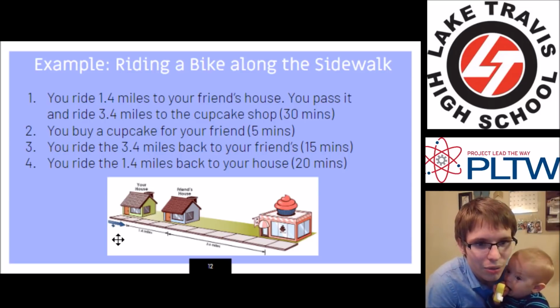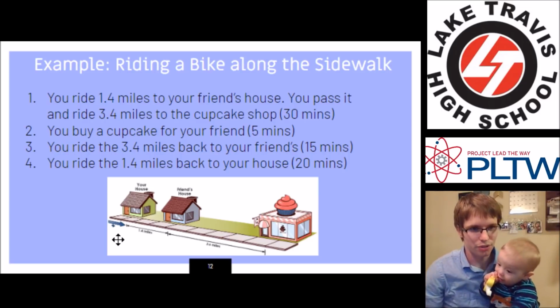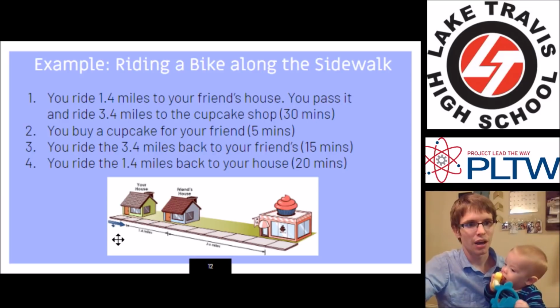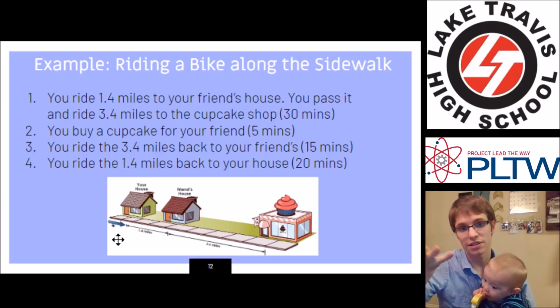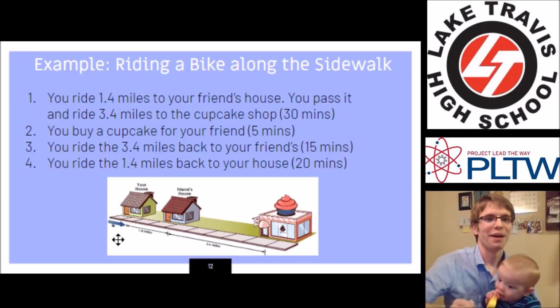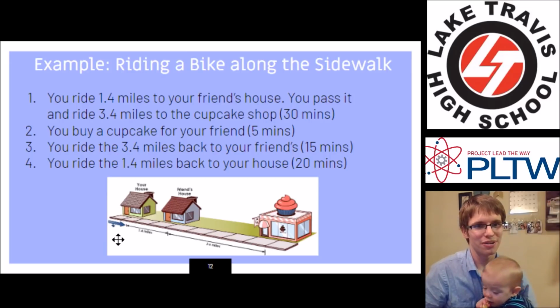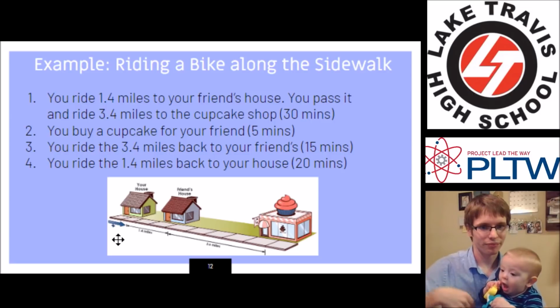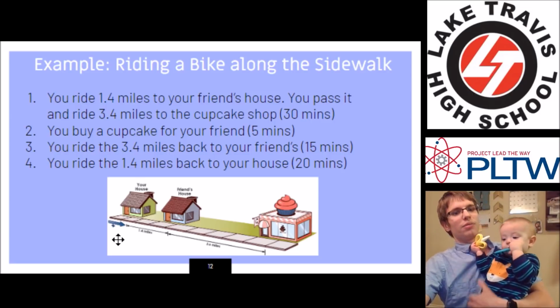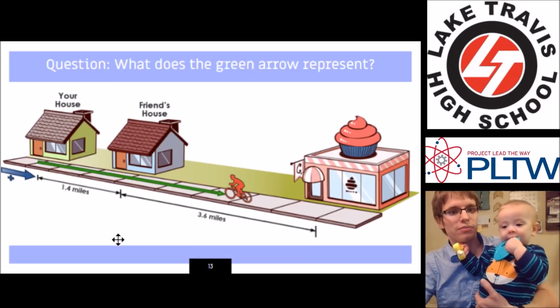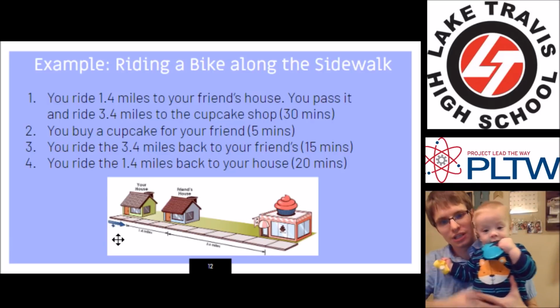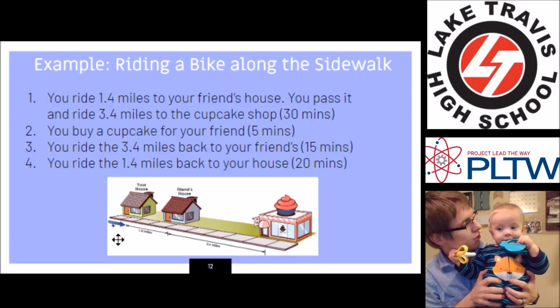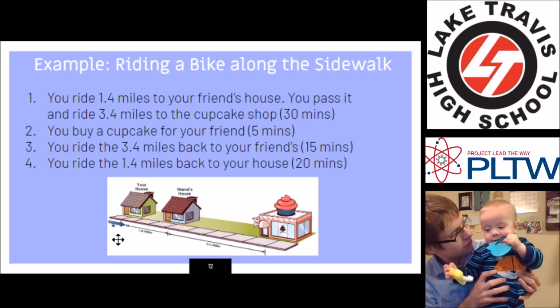So what is that? That's 5 miles total. You take 5 miles in 30 minutes. Then you buy a cupcake, and that takes maybe 5 minutes. Maybe they're slow. And then you ride the 3.4 miles back to your friend's house. Maybe that takes 15 minutes. And then you go back 20 minutes over the 1.4 miles back to your house. Because you are full, your belly's all full of the cupcake, and it takes you a long time to go. It takes you a super long time.